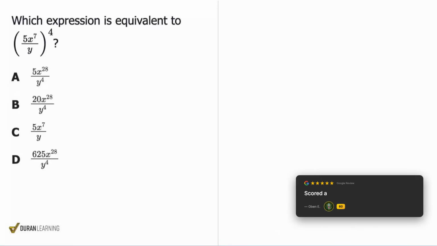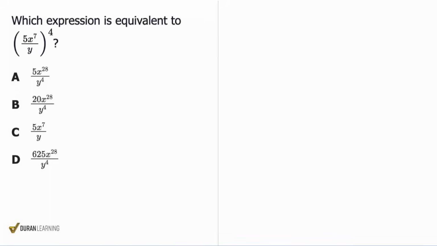All right, moving on here to which expression is equivalent to this entire group all to the power of 4. So I'm going to show you how you can get this answer right in, honestly, 5 seconds, maybe less, if you just take a look at the answer choices. Everyone, take a look at your answer choices. What do you notice? We have 5, 20, 5, and 625.